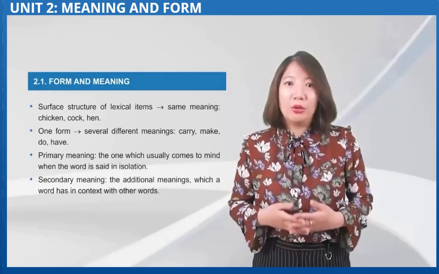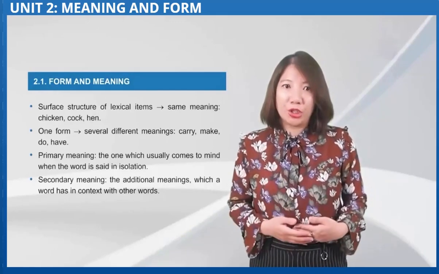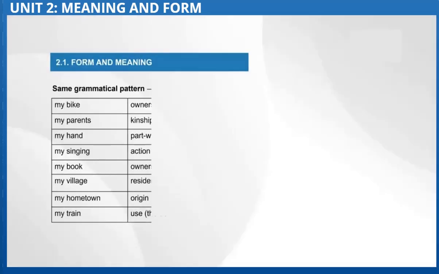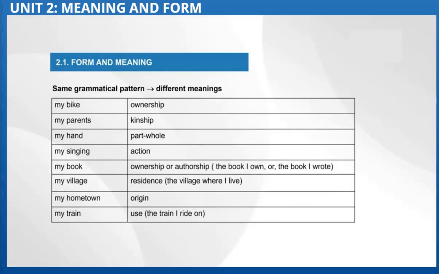Now we are going to look further into the relationship between form and meaning. We talk about the relationship between the form and meaning of single words. Now we look at grammatical patterns. We can see similar patterns that take place when the same grammatical patterns may convey different meanings. Let's take the word my as an example. So what does my mean? This is a possessive adjective, right?